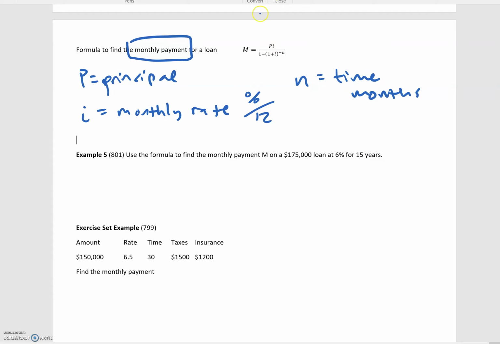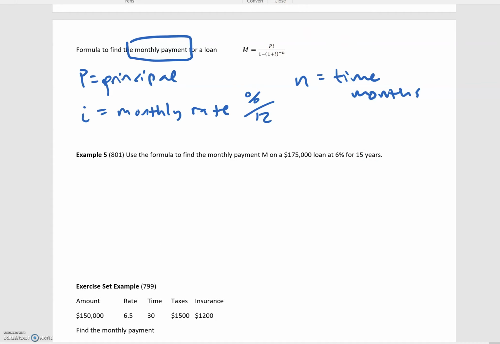Okay, so let's take a look. Example 5 is a pretty simple application of this. Really, it's going to give us each piece of information, and then we're just going to have to plug it in and calculate it. So it's going to look really messy, but it's really the similar process we've been dealing with. So use the formula to find the monthly payment on a $175,000 loan, 6% rate for 15 years.